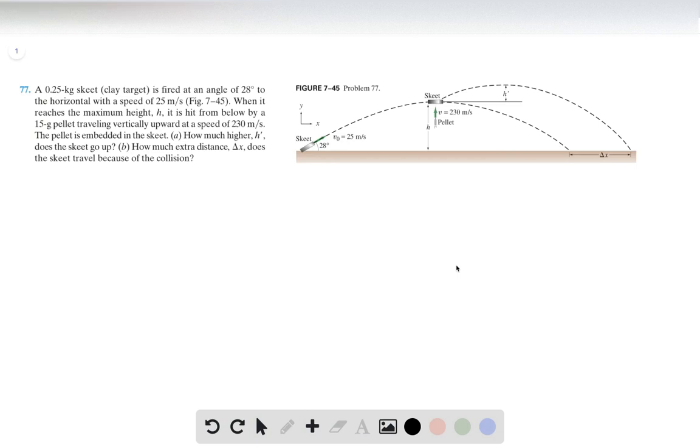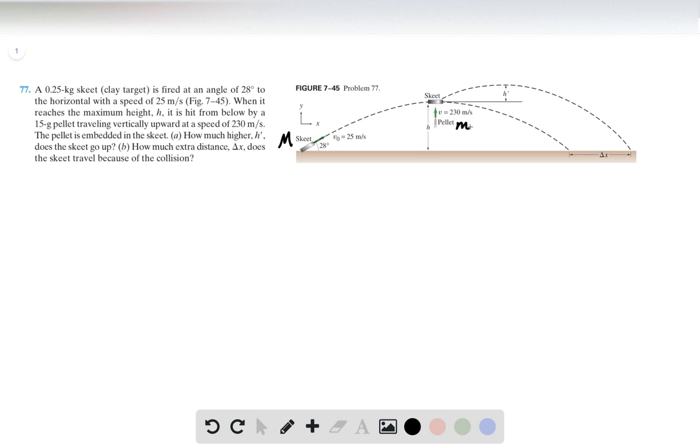So this is a relatively complicated question. We have this skeet that was being launched. I will call this big M. So we have this big M that is being launched at 28 degrees. Then when it reaches its highest point, a bullet hits it from below. I call this small m.